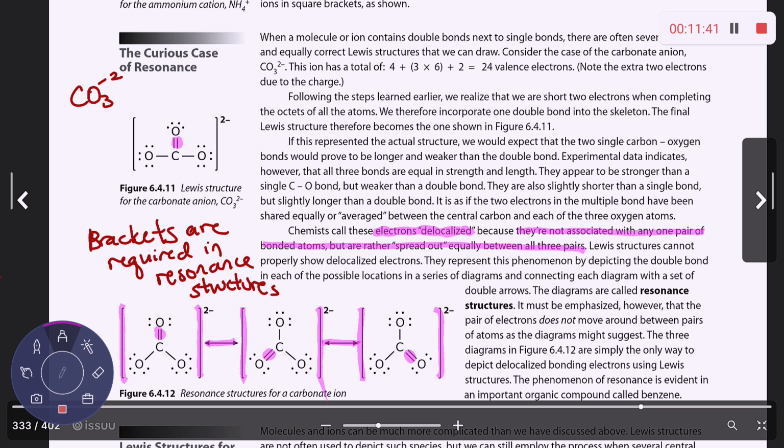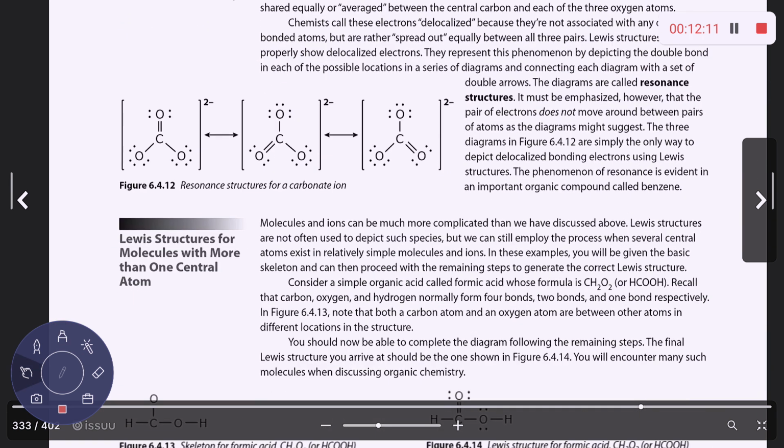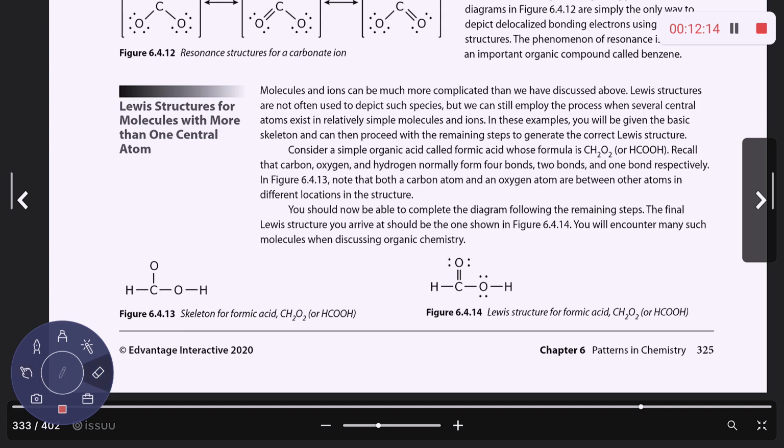And what that means is this single bond is actually shorter than you would anticipate it to be, and this double bond is actually longer. So here it says slightly shorter than a single bond, slightly longer than a double bond. So that means it's somewhere in between. And then I think that might be all that I need to say. Yeah, that's pretty much it.